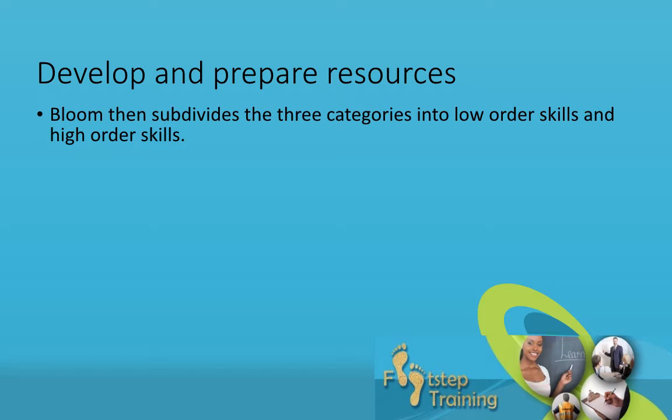Now, interestingly, Bloom then subdivides the three categories into low order and high order skills. And this is basically saying that there are skills within each category that are the start point, and then as we become more proficient in that category, we develop those skills and we become able to do more with, for example, knowledge. So we might be able to provide a list of information, but to analyze that would require us to use a higher order skill. So we'll get into that in a moment.